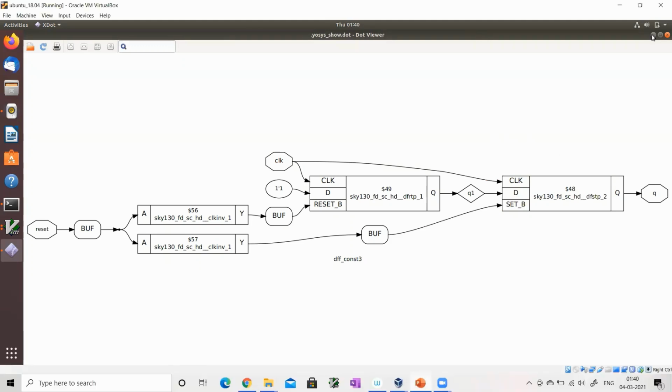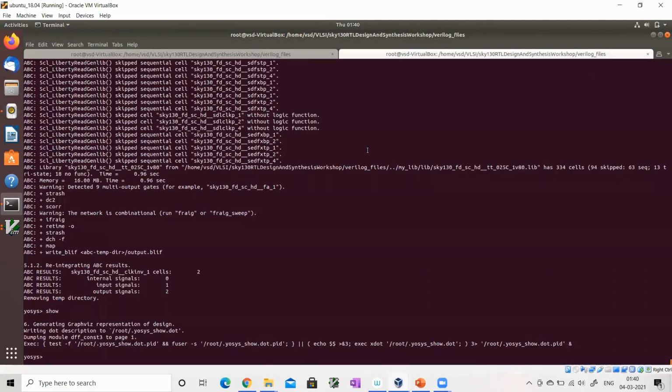With this, we understood the sequential optimization that's happening, and that not every flop which has a constant at the input will get optimized. We need to look at the reset and the set connection to the flop and see whether the Q is getting a constant value or the Q value is going to change. That's a very important key point to understand.